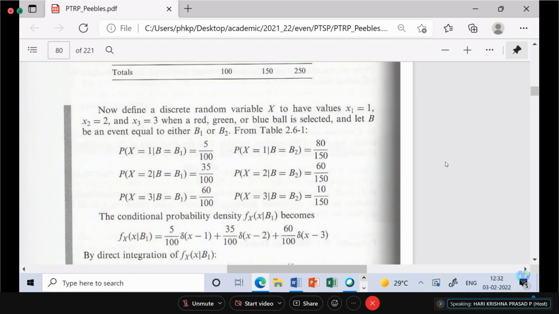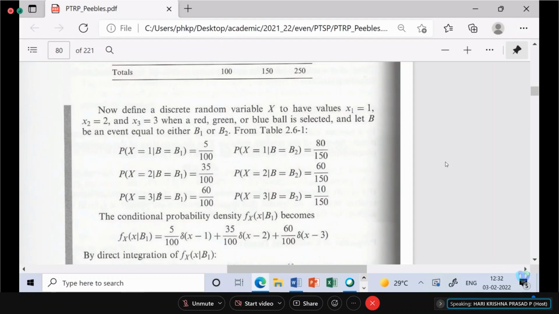How do I find it out? It is a discrete random variable, so impulses will be there corresponding to x equal to 1, x equal to 2, x equal to 3. What is the strength of each impulse? The strength of each impulse is the probabilities associated with x equal to 1, x equal to 2, x equal to 3.